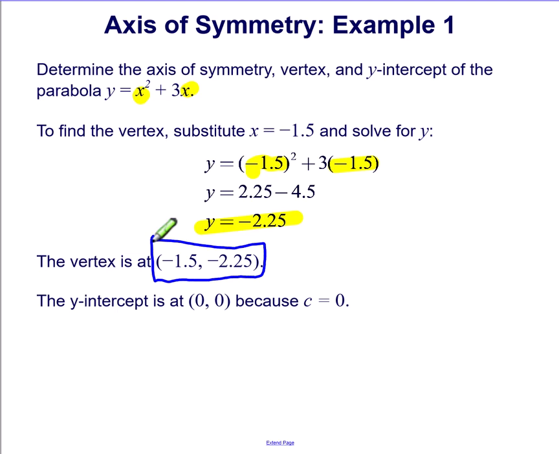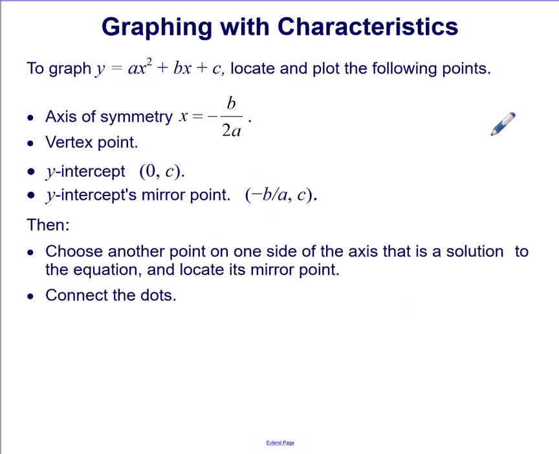Now recall that c is equal to 0. So the y-intercept is found at (0, c), but since c is equal to 0, the y-intercept is going to be at (0, 0). Graphing with characteristics. To graph y equals ax squared plus bx plus c, locate and plot the following points.